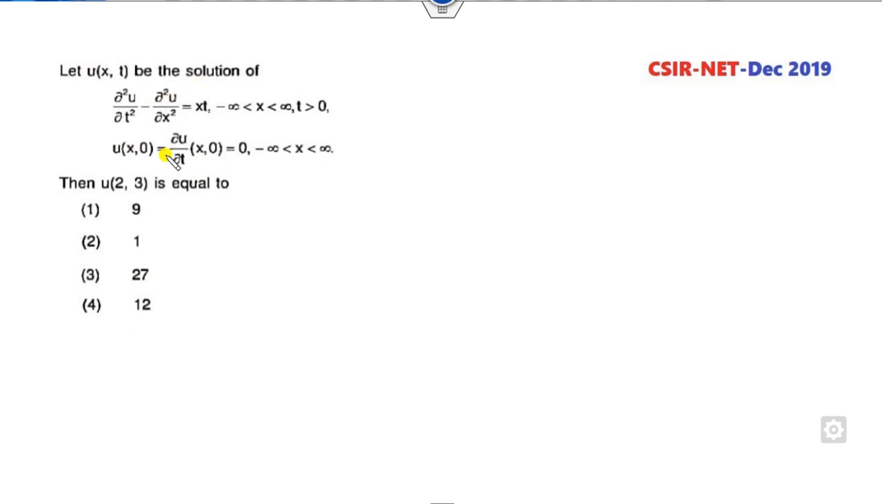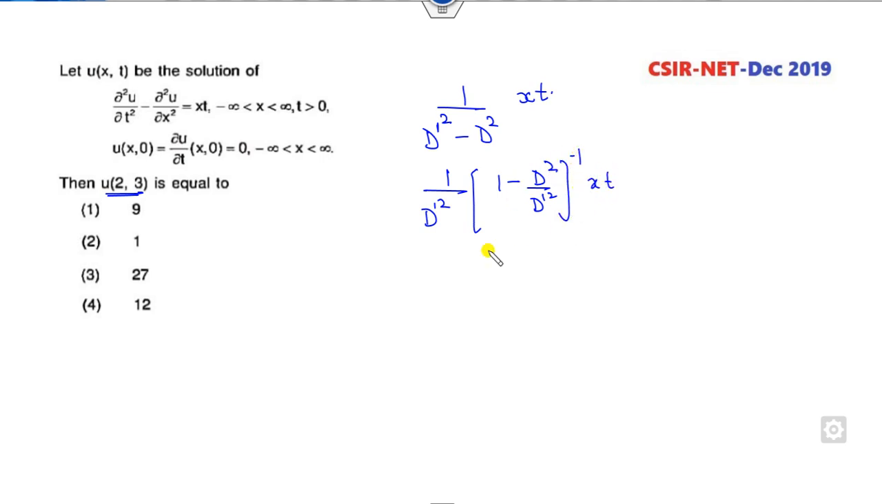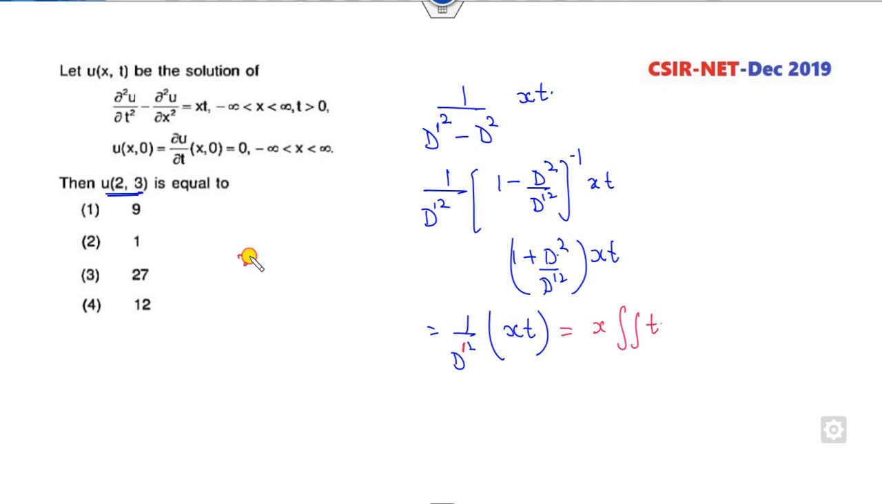Okay, now look at that. You have to find the value of this. I can write this as D dash square of x t. I can write a constant outside, 1 minus of this. I can open this as a binomial expansion. The higher power is neglected because it's D square, so the second time derivative will be 0. So it is my x of t. Now what is that? This is D dash twice integration of t. The first integration is t square by 2, the second integration is t cube by 6. That is the right answer.